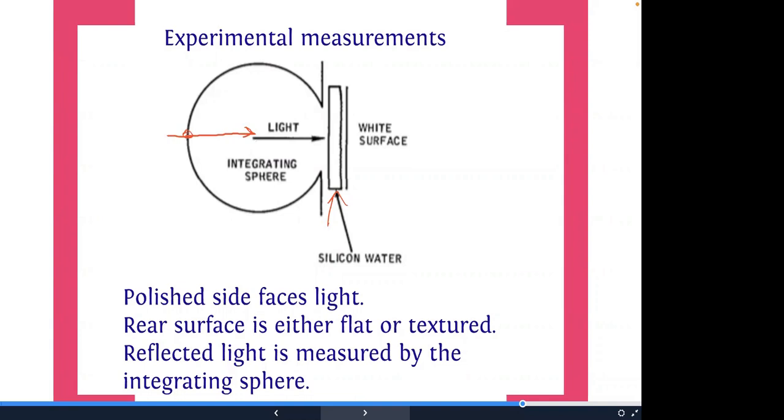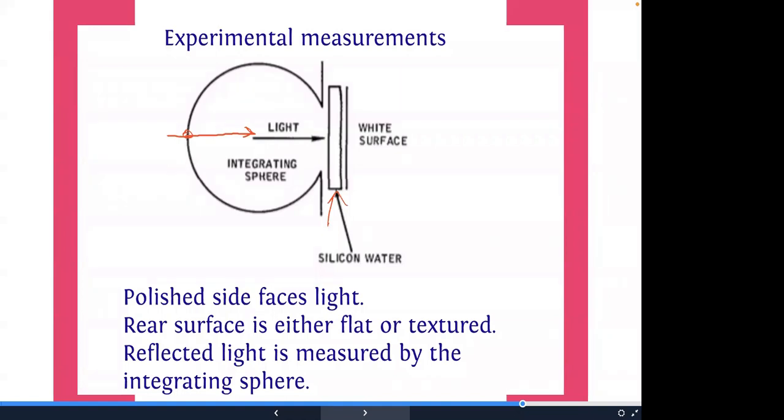And the rear surface of the silicon wafer is either flat and polished like a mirror, or it is textured. So he is trying to do an experiment with a fully polished, two parallel side silicon wafer, or one where one side is textured, and see what the difference is. What do you expect to see? In the case of the fully polished side, we would expect most of the light to simply reflect back, so I would get a very high signal. In the case of texturing, I would expect some of the light to be trapped inside the silicon, so I would get less light reflected back, and I would measure a lower signal.